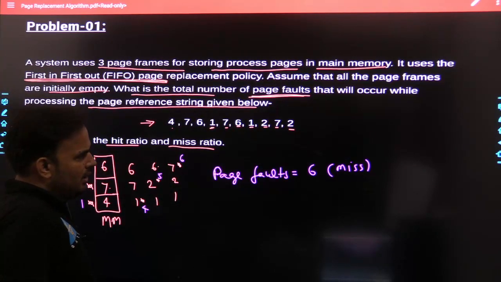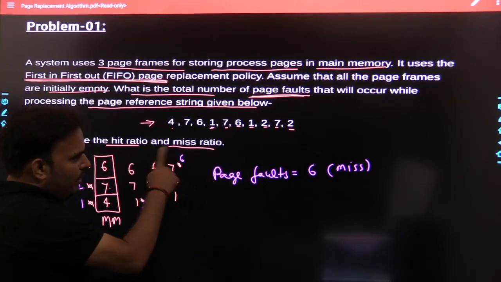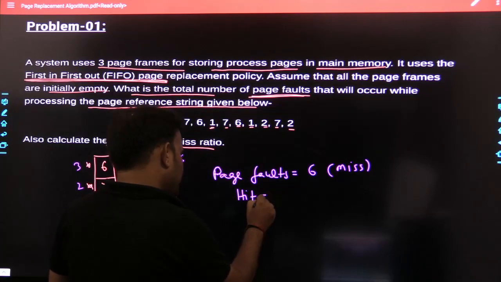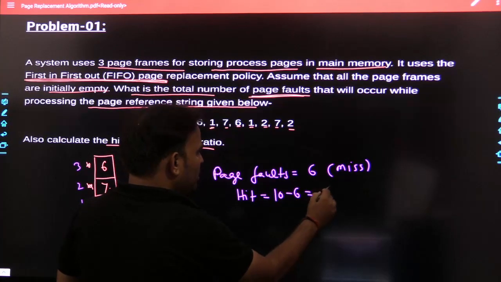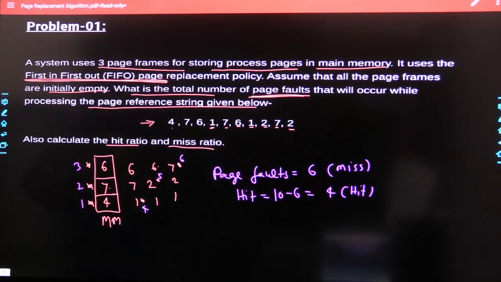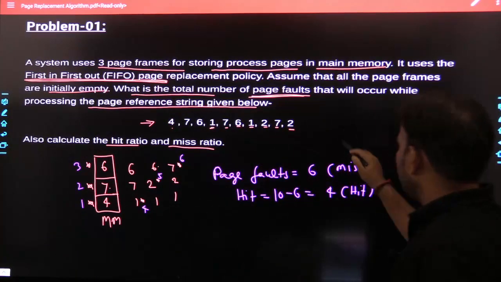Out of 10 pages, 6 times you are getting a miss, which means you are getting 6 page faults. Then how many hits? 10 minus 6, so 4 hits. Then go and calculate the hit ratio. How can you calculate it, my dear friends?